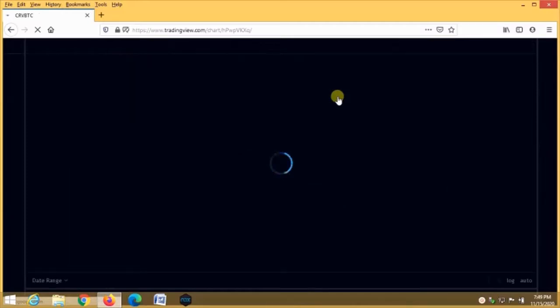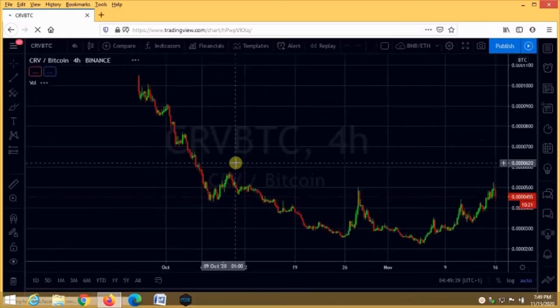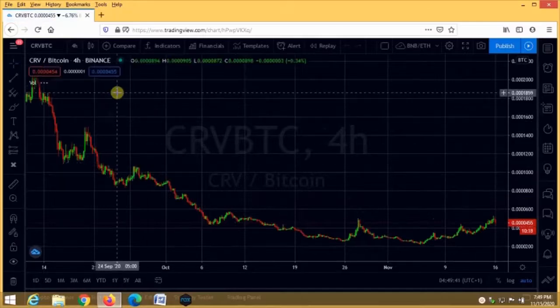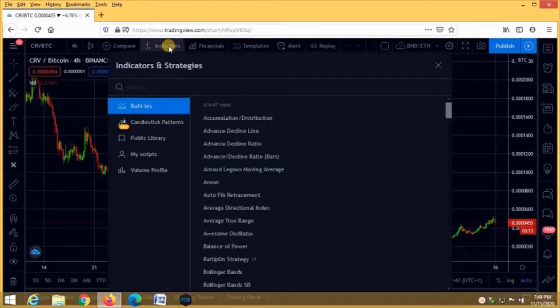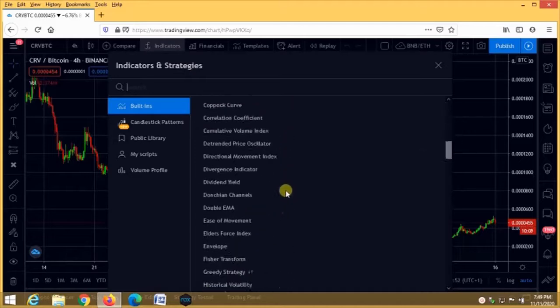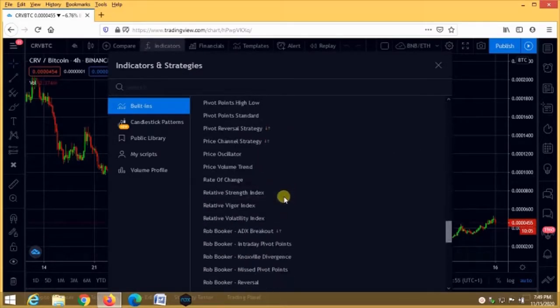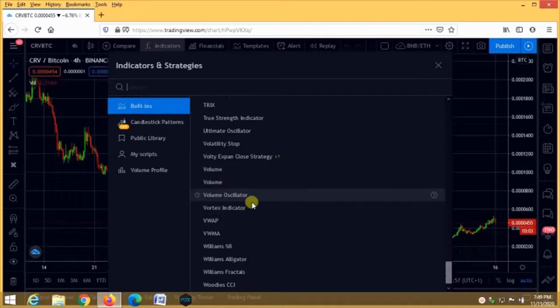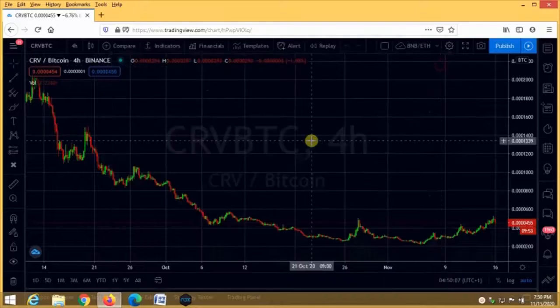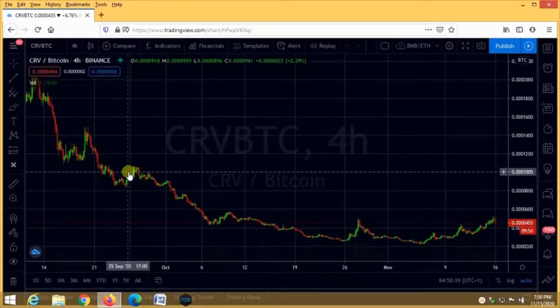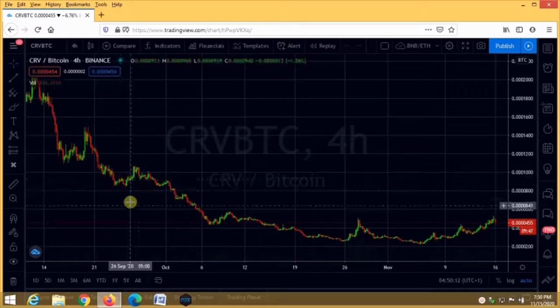As you can see, my internet connection is not really the best, but let's go ahead. On the chart page, you'd see indicators. Click on the indicators tab, and you see all the various indicators you can apply on this chart. You have the VWAP, you have lots of indicators, but I personally do not use indicators because I've tried them over the years and they failed me. So I basically stick with price action.